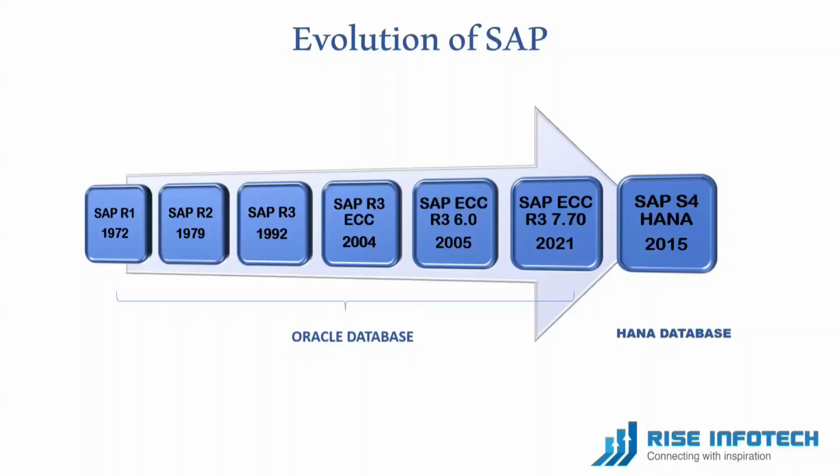Initially they introduced R/1, and R/1 and R/2 were failed versions. In R/3 they updated it. From SAP R/1 to SAP ECC 7.0, it was an Oracle database, and from S/4HANA onwards it is the HANA database, their own database. SAP ECC will no longer be supported by 2027, so companies will need to migrate to S/4HANA.